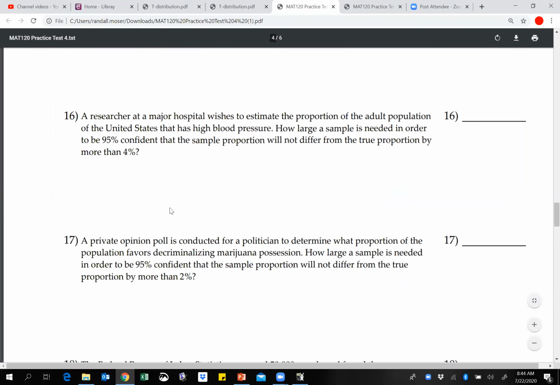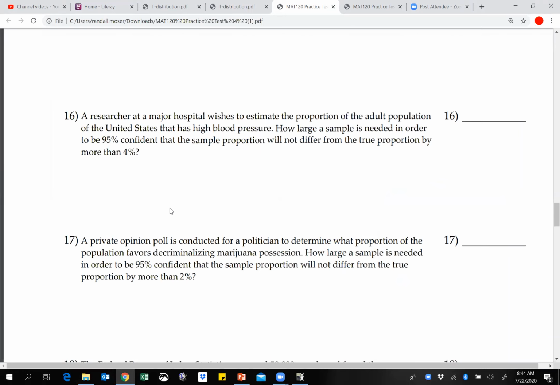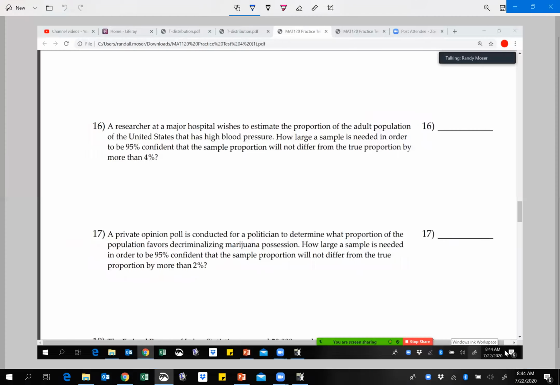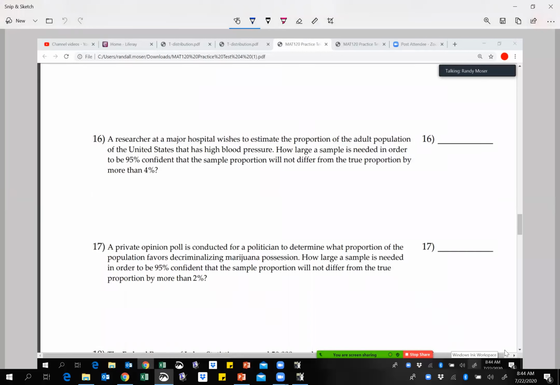So in question 16, how do we know that 4% is E, margin of error? That's a good question. When they start to say how much they want it within, the words "within" or the amount of error you can have, that's the margin of error. So when they say it cannot differ by more than, that means that E is going to be 0.04. And always make sure you change E to a decimal.